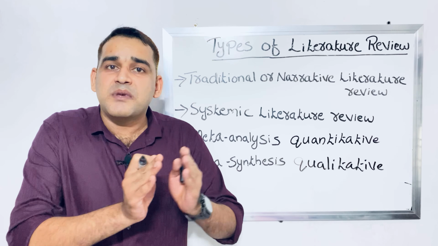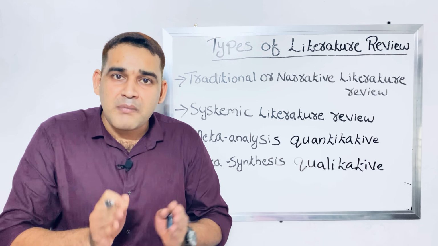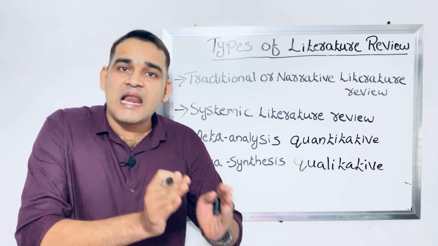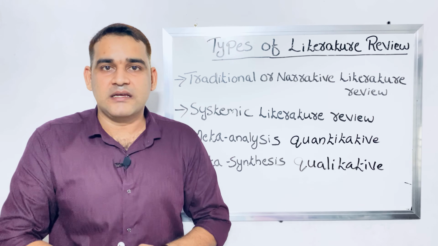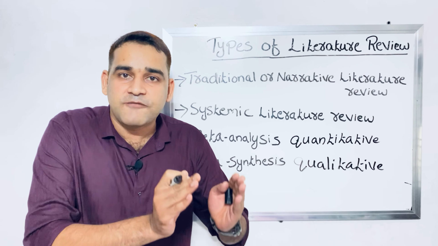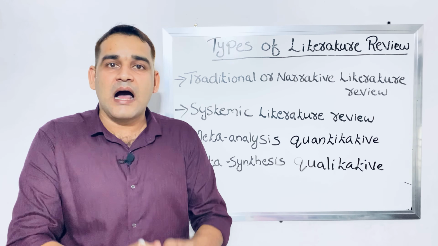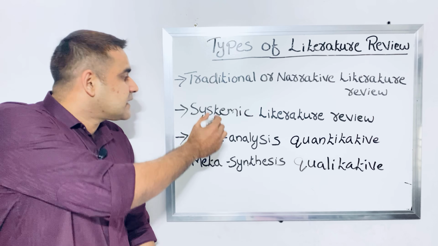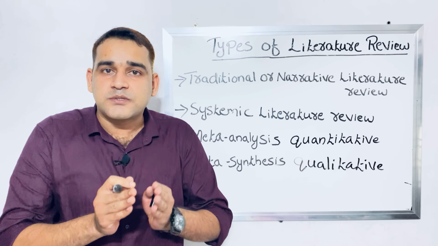The main aim of the study is to identify the common elements and themes of the studies. So these are the different types of literature review. That's all regarding the types of literature review.